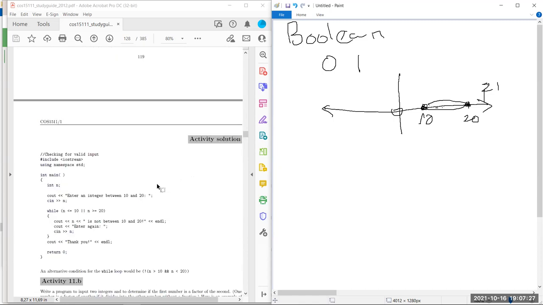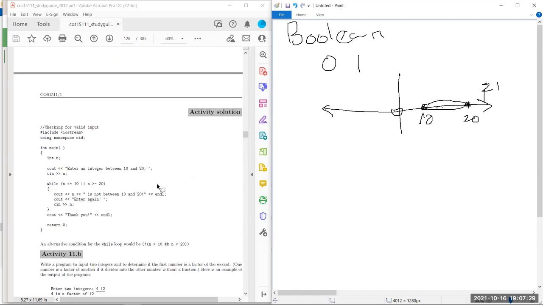I'm just going to jump again. Can you see where it says, on this side, while n is less than or equal to 10, or n is greater than or equal to 20, I must state that the person must re-enter the number, enter it again. And this loop is going to continue and continue and continue. So can you see, again, think of, draw your number line.